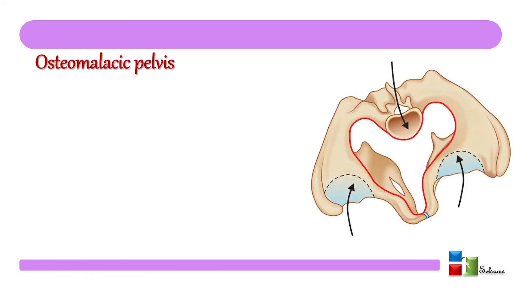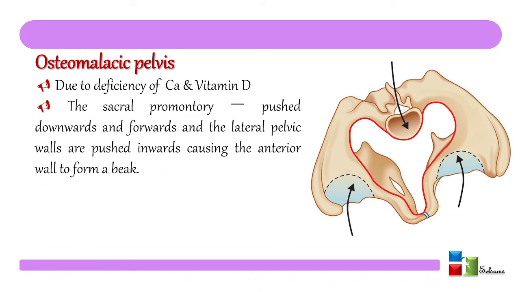Malpresentations are more common. Osteomalacic pelvis: the name indicates deficiency of calcium and vitamin D. The pelvis will be like this. So the sacral promontory is pushed downward and forward, and the lateral pelvic walls are pushed inward. So look at this one, it's pushed inside.